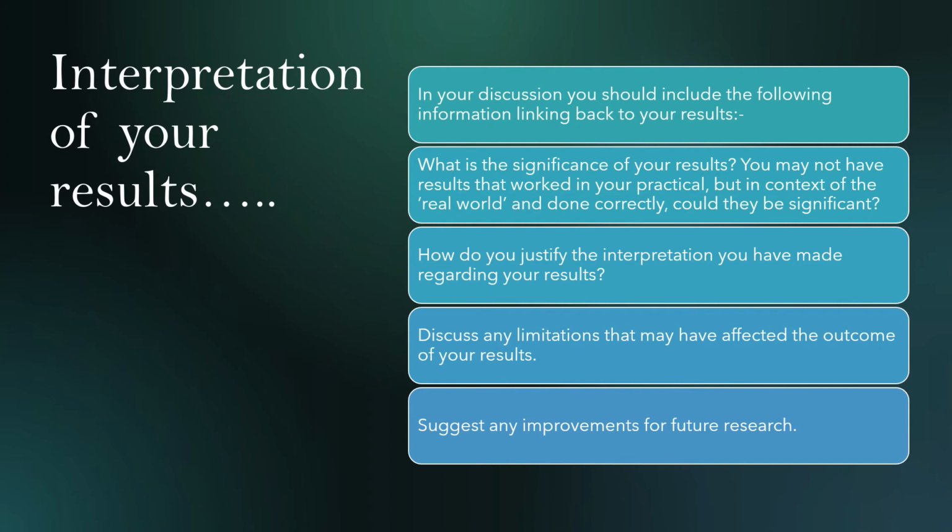So what may have affected the outcome of your results? Maybe you were given someone else's data that you didn't actually collect yourself. That could be a limitation in itself. Maybe you went into lockdown halfway through a global pandemic and weren't able to complete your prac task. That is a limitation. Okay, so a few different things could have affected the outcome of your results. But how could you improve that next time or for future research?